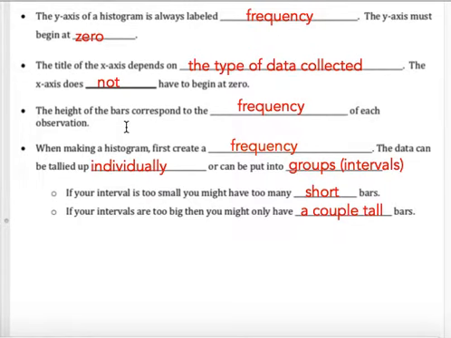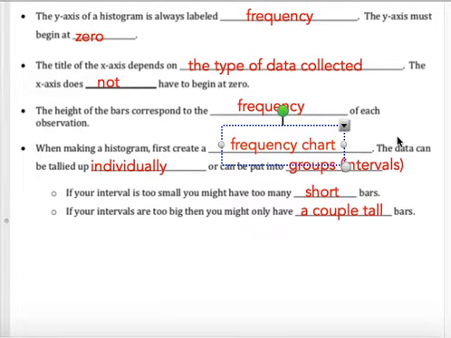The height of the bars, again, corresponds to the frequency at which the observation is occurring. The first step for making a histogram is to first create a frequency chart. I need to add the word chart there. Frequency chart. You're going to first create a frequency chart.